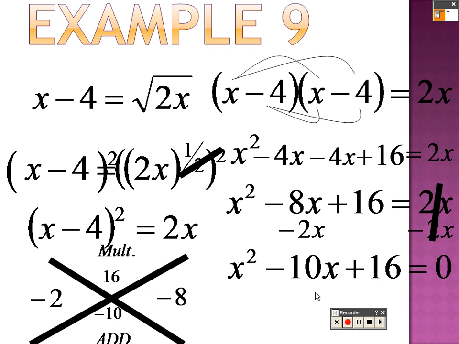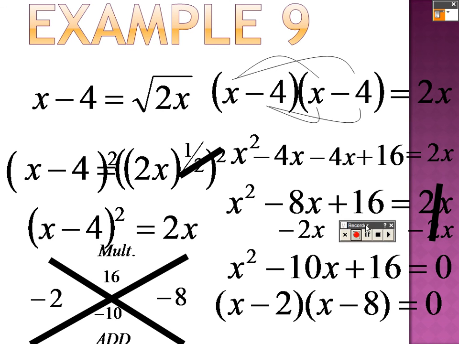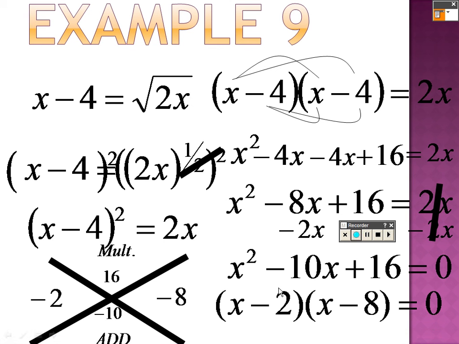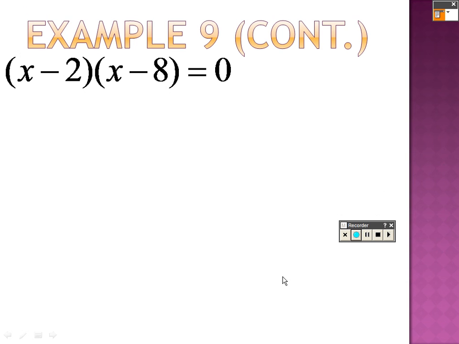Negative 2 and negative 8 work, right? So x minus 2 and x minus 8 are my factors. So basically the opposites are the answers. What makes this 0? A 2 would make it 0. So x equals 2. And what makes this 0? 8, right? Because 8 minus 8 is 0 as well.